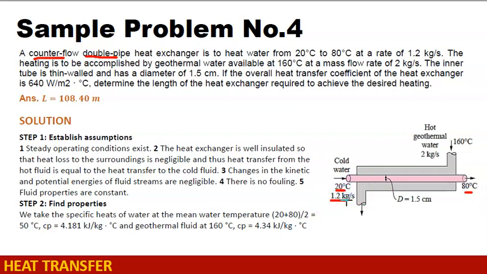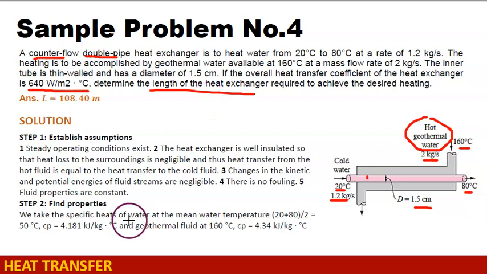The heating is to be accomplished by hot geothermal water available at 160 degrees Celsius at a mass flow rate of 2 kg per second. The inner tube is thin-walled and has a diameter of 1.5 cm. If the overall heat transfer coefficient of the heat exchanger is 640 watts per meter square degree Celsius, what is the length of the heat exchanger to achieve the desired heating?